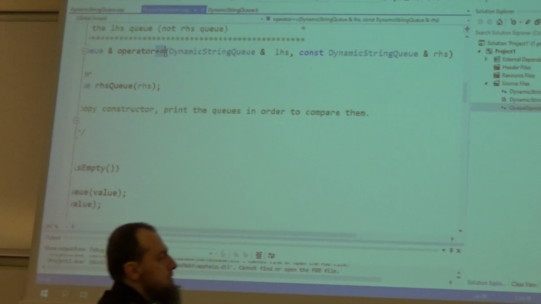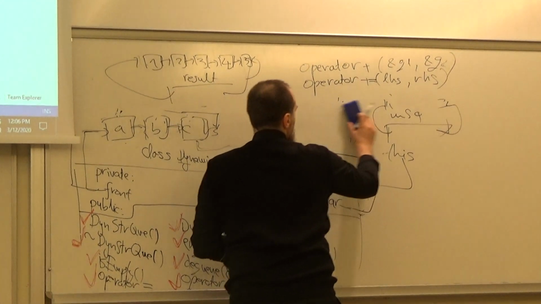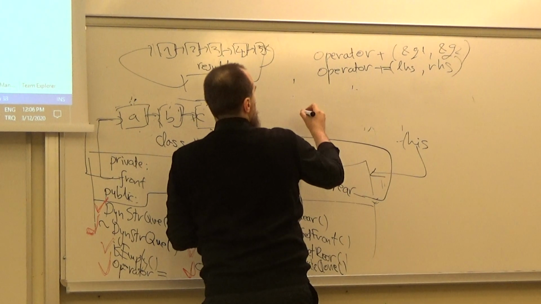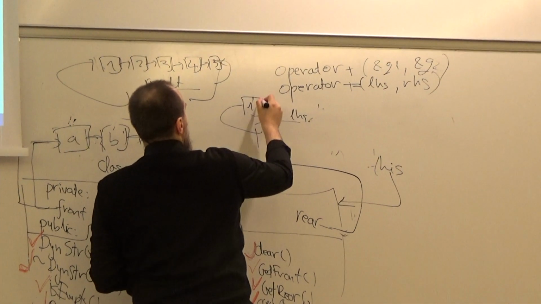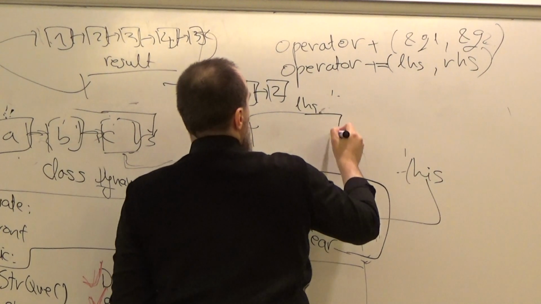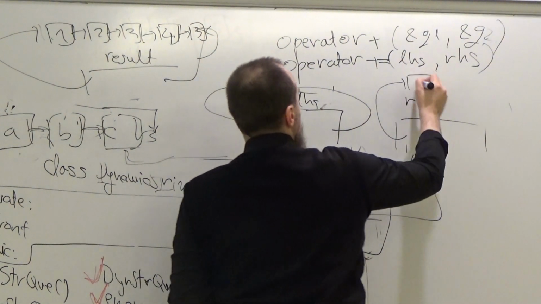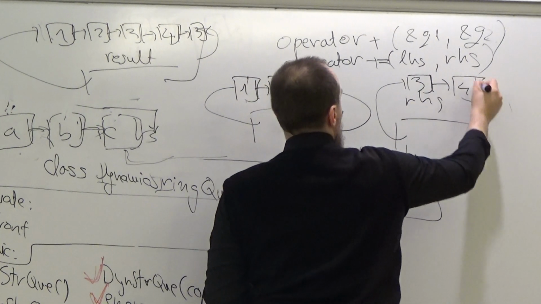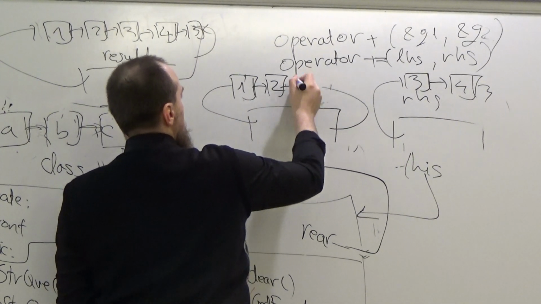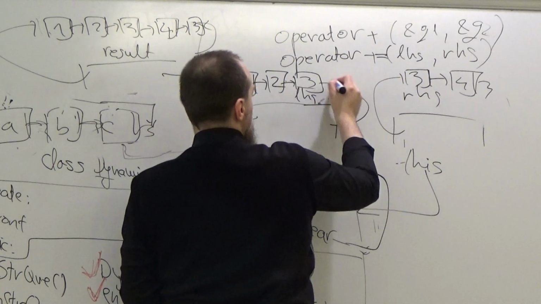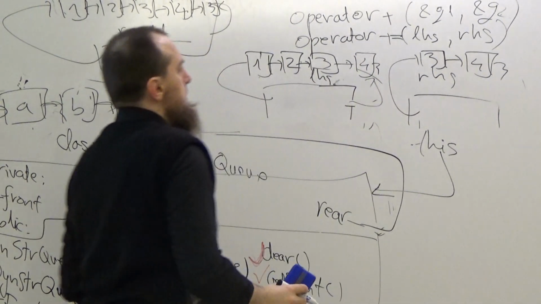I'll delete them and I'll explain what's going on later on, and I'll run the code. So if this is my left-hand side, and I have nodes like 1 and 2, front and rear, and this is my right-hand side, and in my right-hand side I have nodes, let's say 3 and 4. What plus equal is doing, I'm taking from the right-hand side, I'm putting to the left-hand side, and I'm changing the left-hand side. So the rear is pointing over here.